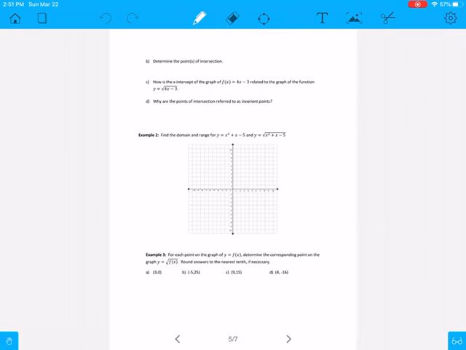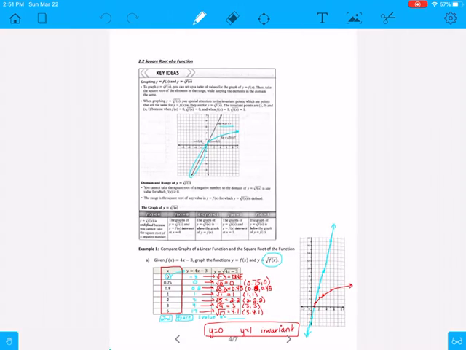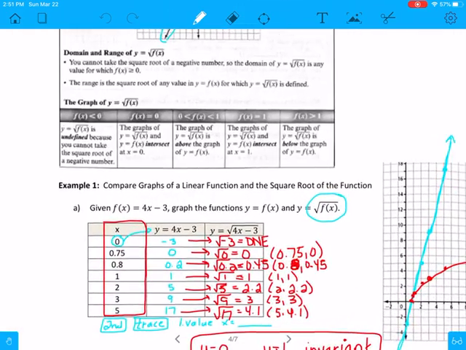So determine the points of intersection. The points of intersection on the previous page are our invariant points. So they're the points that do not change. So that's going to be at 0.75 and 0 and 1 and 1.